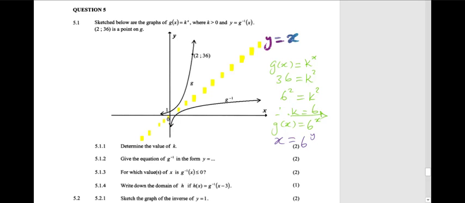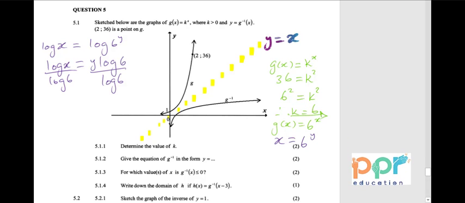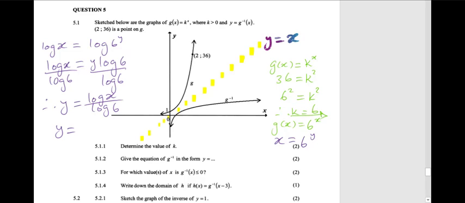Now, the equation is expressed in the form x equals 6 to the power y. In this form, I need to apply a log on the left-hand side. So it is log x equals, on the right-hand side, log 6 raised to power y. By using our logarithm laws, log x equals y times log 6. I need to make y the subject of the formula, so I divide by log 6 on both sides. Therefore, your y value would be log x over log 6, which is the same as log x base 6. It's one and the same thing.